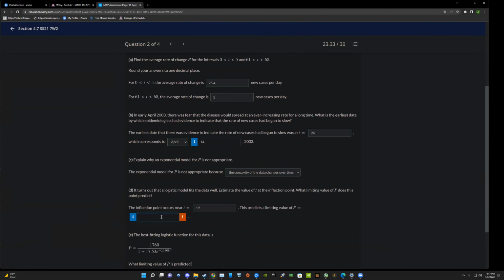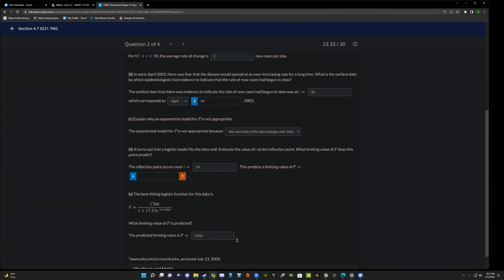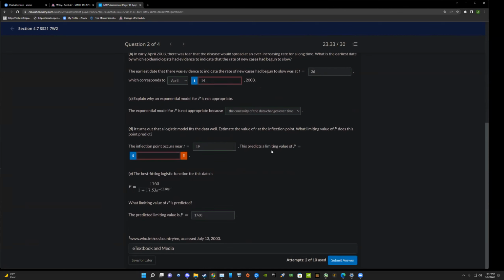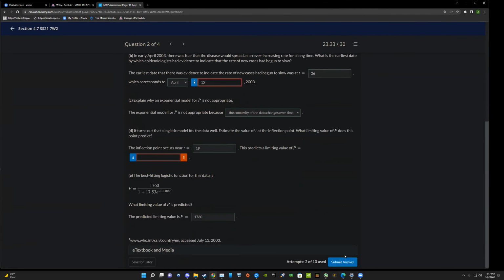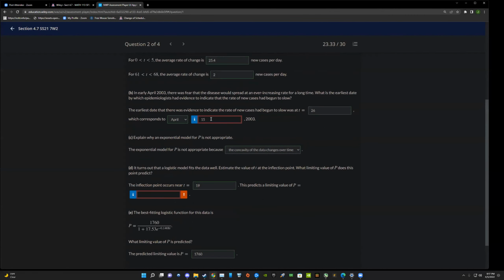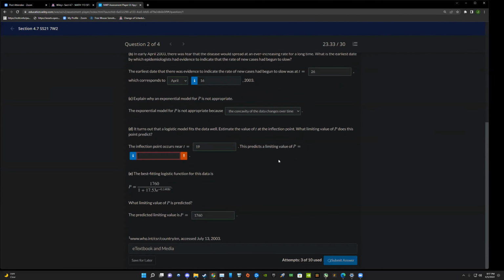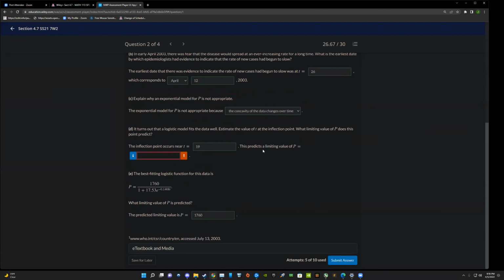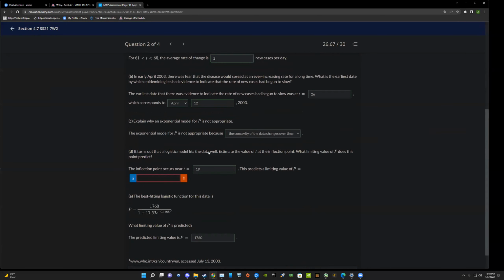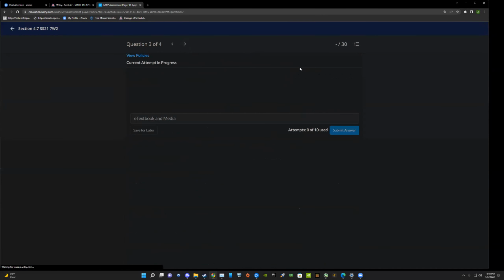I don't know what to tell you to put there, because if you look back in the data, when t is 19, p is 800. Hmm. So I'm not sure what to suggest. Maybe just keep trying. What about the 12th? Okay, the 12th works. All right, I guess we just don't know this one.